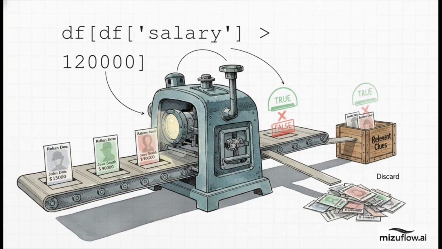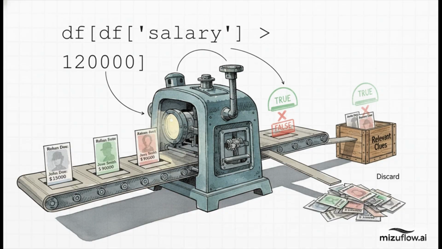It looks a little weird at first, but it's pure logic. You give Pandas a direct order inside the brackets. That inner part, df['salary'] > 120000, is basically a little test. It goes through every single row and asks, is this salary greater than 120,000? The result is a list of true or false answers. Then, the outer brackets take that list and only show us the rows where the answer was true.